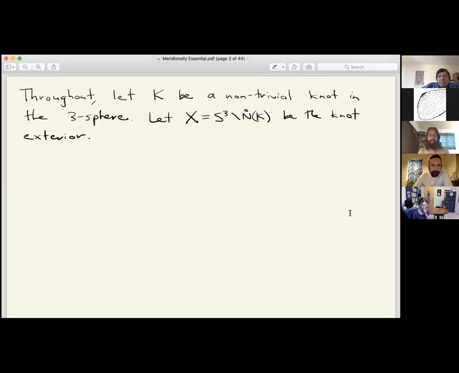Just to save me some writing extra lines in all the theorems, we're going to exclude the trivial knot. Okay, so nothing applies to the trivial knot. It's always non-trivial. And X is going to be the knot exterior. Okay, so this nice compact three manifold, which has a torus boundary.